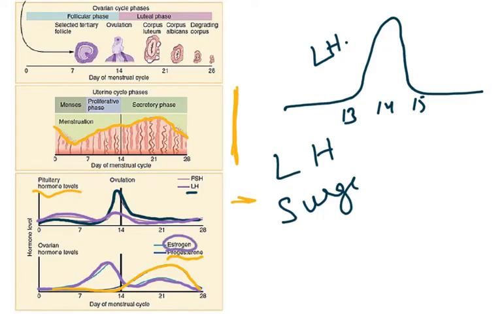So you can see estrogen increases because it results in the repair of the lining of the uterus and it also promotes the development of the Graafian follicle. The progesterone starts to increase when the corpus luteum has been formed. That is when ovulation has taken place. So that's why it starts to increase after that.